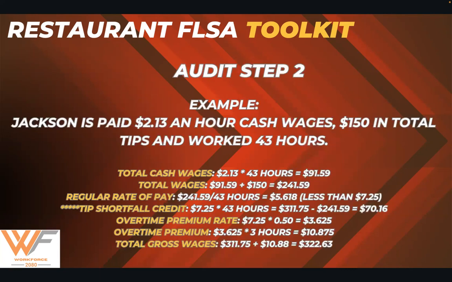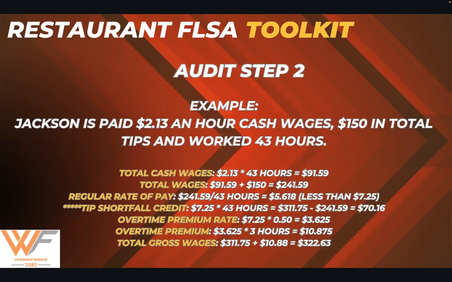Okay, so in this example, Jackson is paid $213 an hour cash wages, and he receives $150 in total tips and worked 43 hours. So taking this information, we're going to now figure out what the total cash wages are, where we take $213 an hour times the number of hours to give us the total cash wages. Then the total wages is where we add in the $91.59 above, and we add in the tips, and this gives us our total wages.